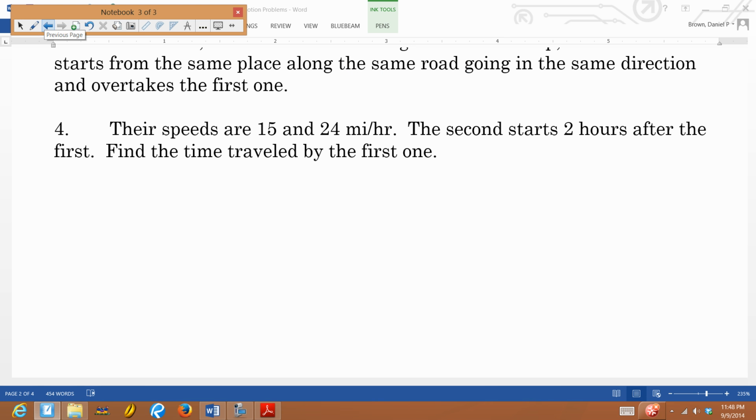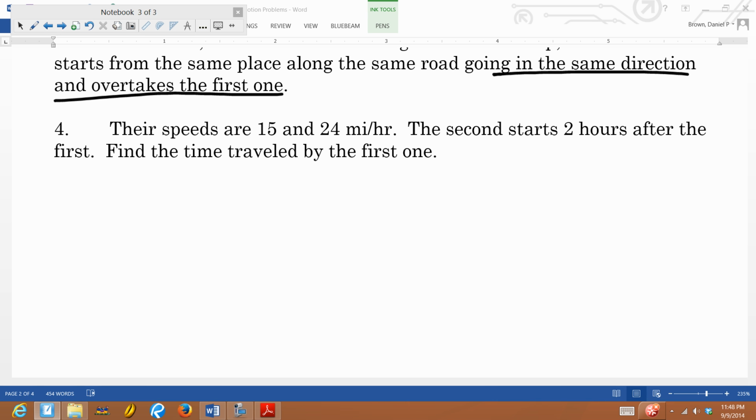Okay, let's take a look here. So we're going to have these two travelers that are going along the road in the same direction. And we are told here that one of them is going to overtake the other. In this first little instance, we have traveler 1 with 15 miles an hour, traveler 2 with 24 miles an hour. These are velocities. We're told that one of them starts 2 hours after the other, so it's some kind of 2-hour differential.